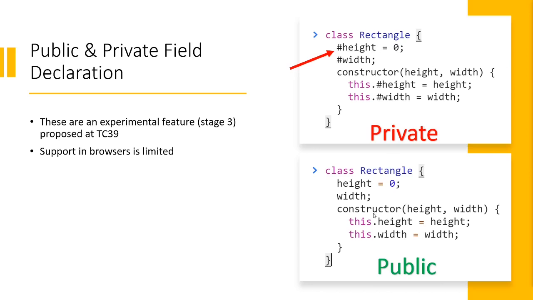Here we can see that if we are using public, then we can just write outside of the constructor without any this or something like that, and then we can initialize the value as well. For the private, we can also write the same way, but here we have to use the hashtag, which will make a particular property private. Okay.